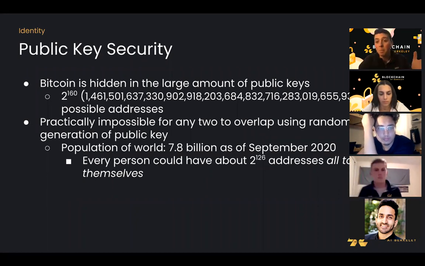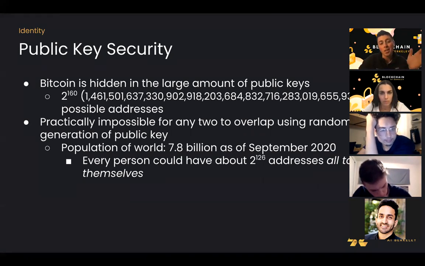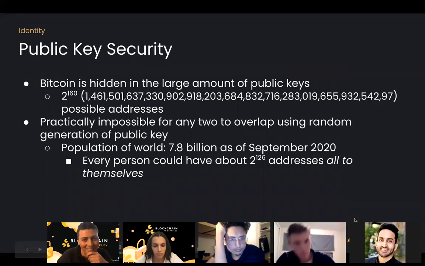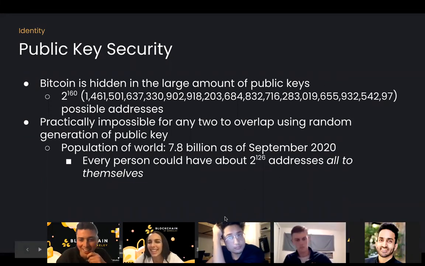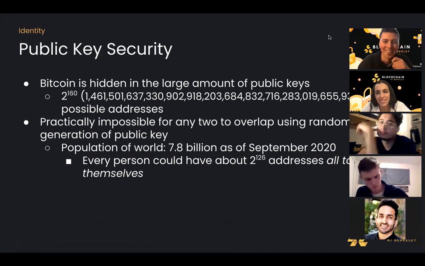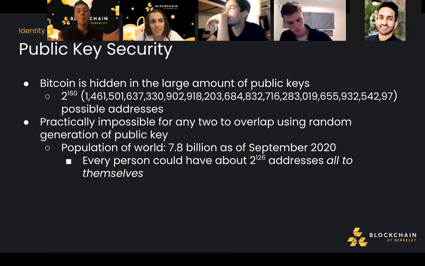At least with Bitcoin, if you want to think about the number of private keys that exist, there are 2 raised to the 160th power. I'm not even going to try to say this number. Bonus points if you can figure out how to say it and put it in the Q&A later on. This is the number of possible addresses out there, and it really is practically impossible for any one or two people to overlap using random generation of keys.